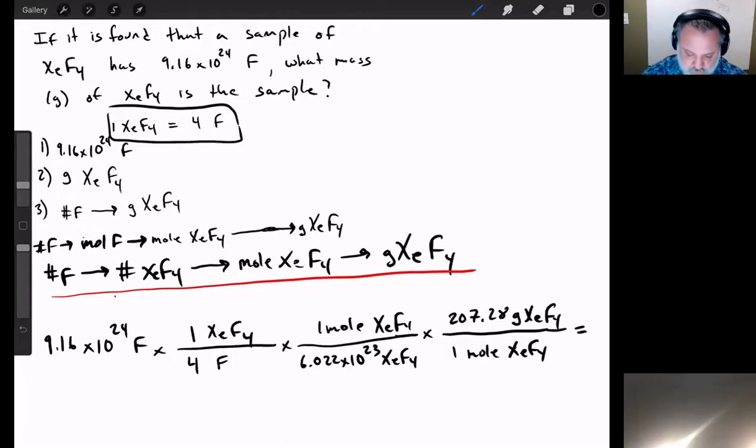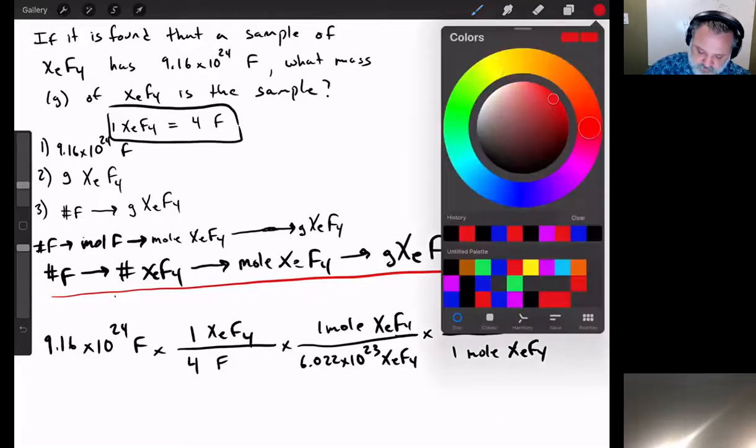And so, 9.16 times 10 to the 24 divided by 4 divided by Avogadro's number times 206, is it 206? 207 divided by 207.28 multiplied, times 207.28. So let's follow the units just to summarize.